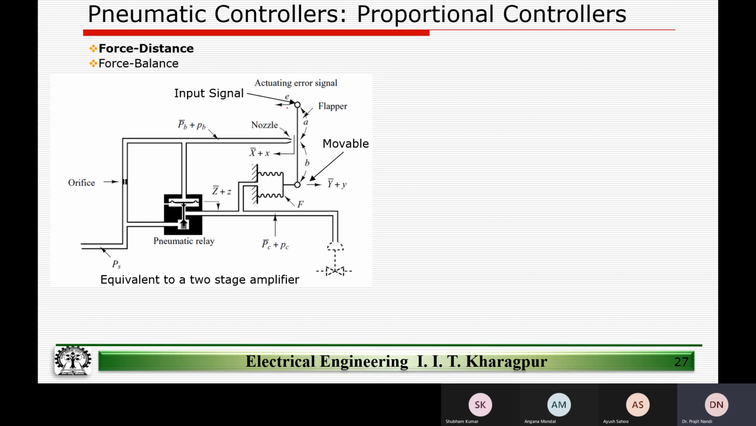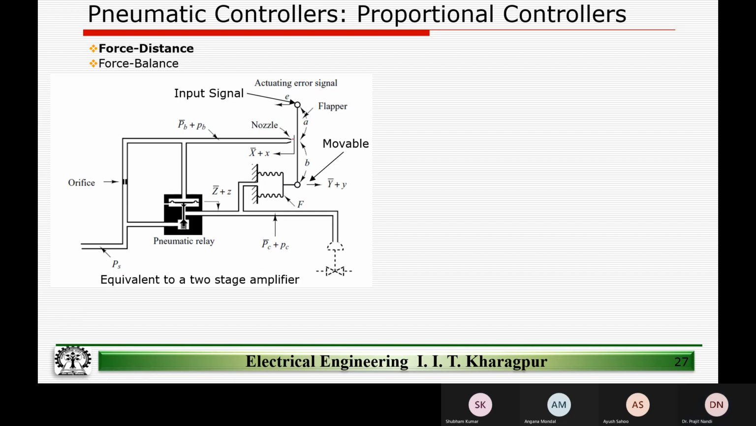We have the input signal given here. If we want to change the control pressure, we can move this, and that will change the control pressure based on the input signal. However, there is a feedback mechanism, and why do we need feedback? Because we want to make the system linear and improve the bandwidth of the system, right?